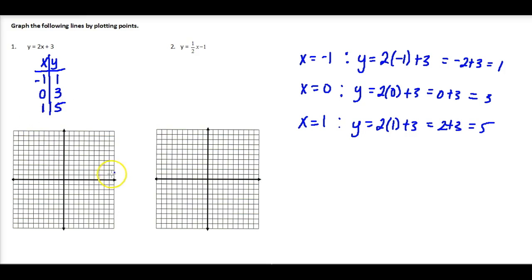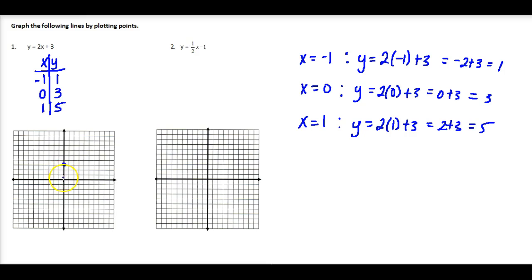Now, when graphing these lines, we only need 2 of the 3 points, but you can choose which 2 you're going to do, okay? You can also plot all 3 if you want, and that's what I'm going to do here. So we have the point (0, 3). I'm going to plot that one first. So 0 units in the x direction, 1, 2, 3 in the y, and we have this point.